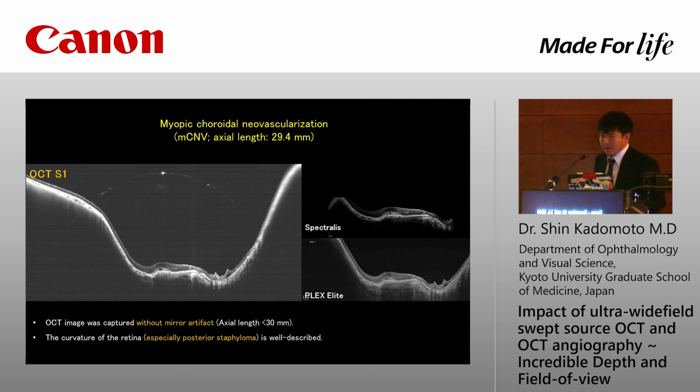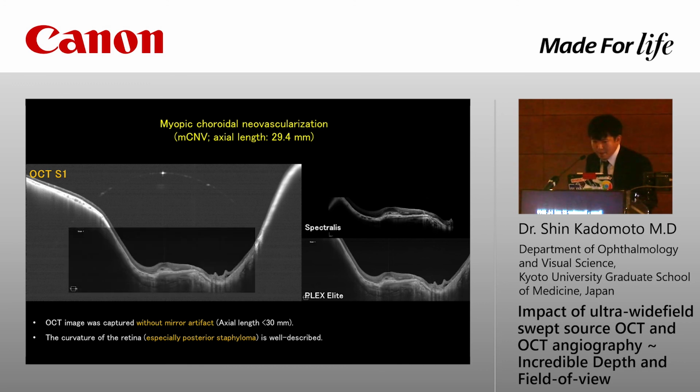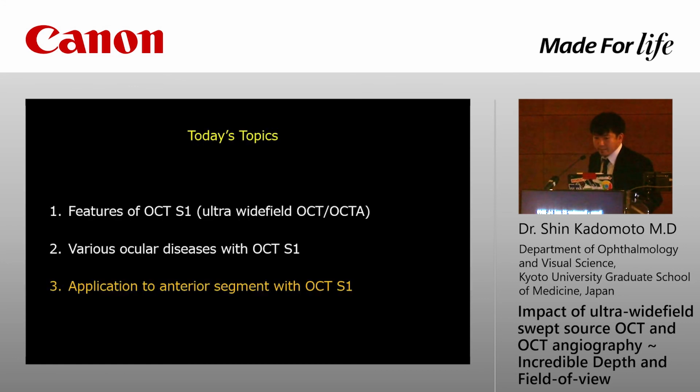It is tough to image myopic eyes because OCT signal attenuation occurs as axial length gets longer. And because of the shallow scan depth of SD-OCT, mirroring artifact is inevitable. But the OCT S1 image was captured without mirroring artifact. The curvature of the retina, especially the posterior staphyloma, is well described thanks to the profoundly deep 5.3 millimeter scan. So compared with the Plex Elite, we can see how deep the OCT S1 is.